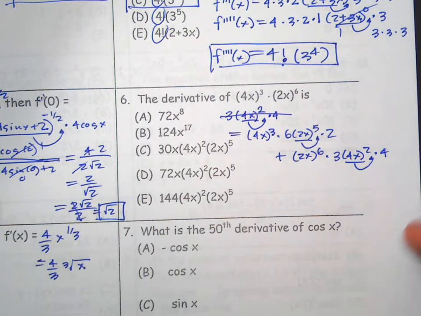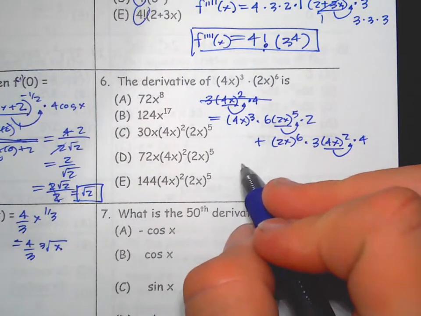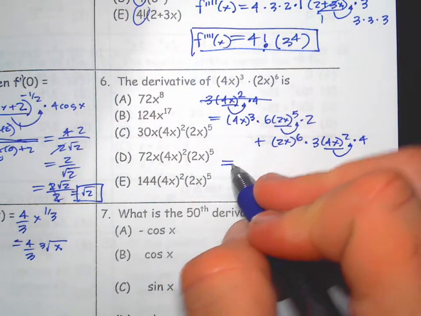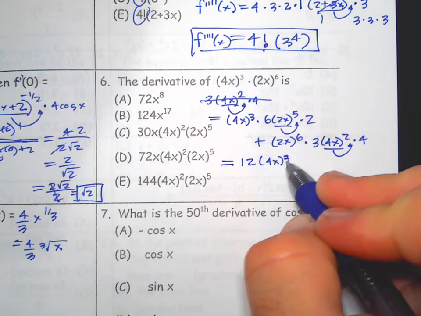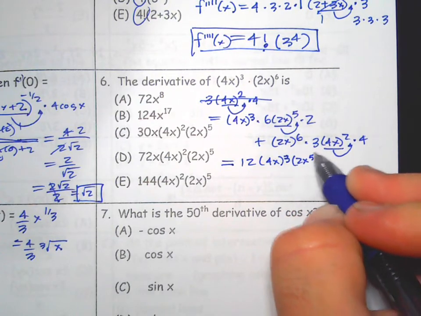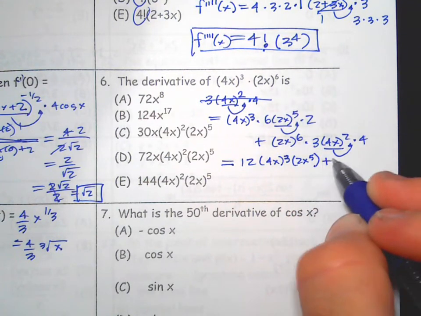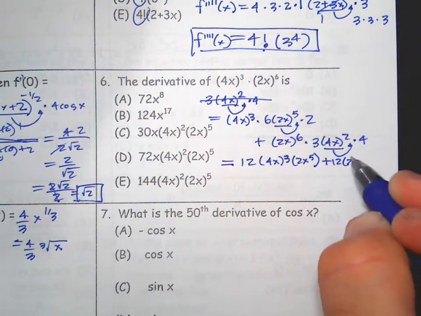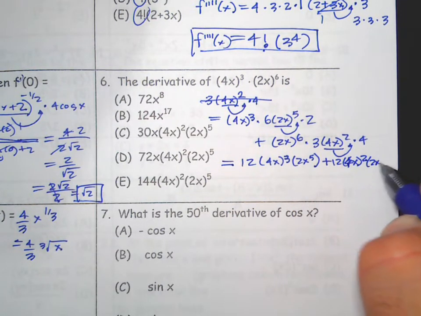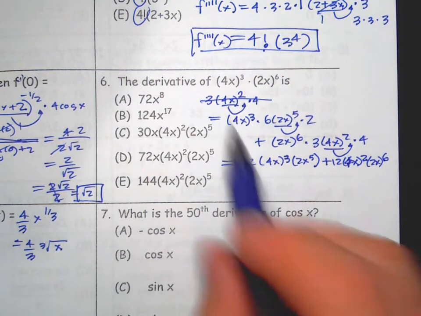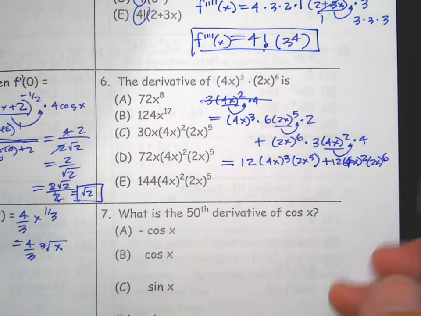I bet there's an answer here that's for the people who ignore the chain rule now. This is 12, 4x to the third, 2x to the fifth, plus 12, 4x squared, 2x to the sixth. Now I'm leaving it like that because I see all these answers with 4x to powers and 2x to powers.